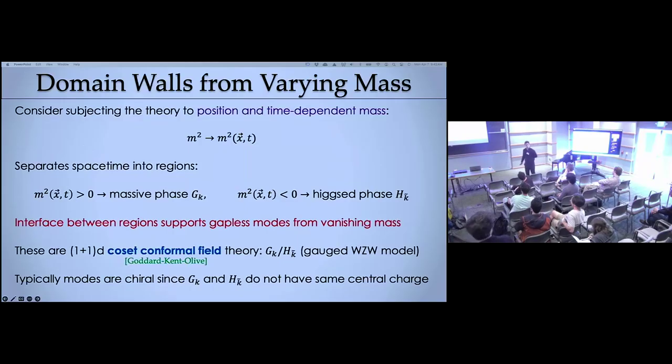Uh-huh. And one other question: in the specific examples, can you verify that, once you do this picture, you get this coset, or is it just an assumption that you get the coset and the interface? Or can you do it in the specific example?